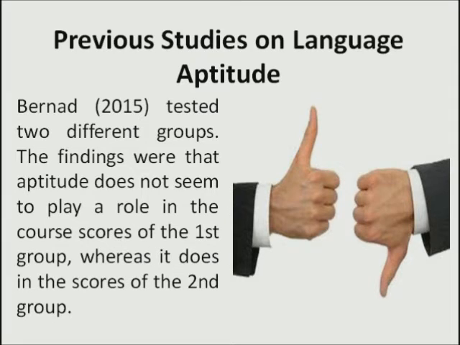Last but not least, in 2015, Bernat ran a test in 2 different groups, and her findings were that aptitude did not seem to play a role in the scores of the first group, whereas it did in the scores of the second group.